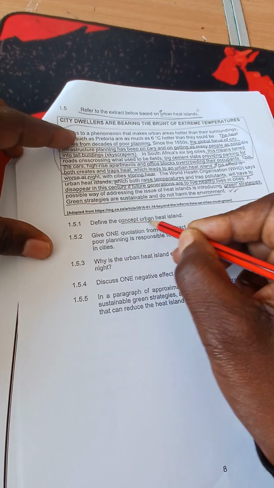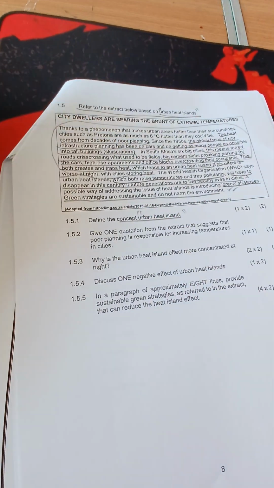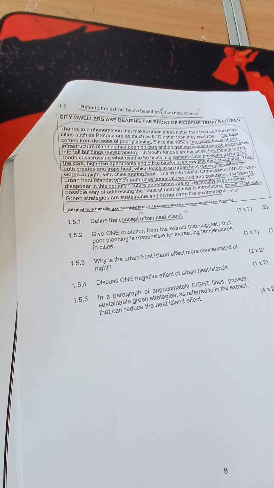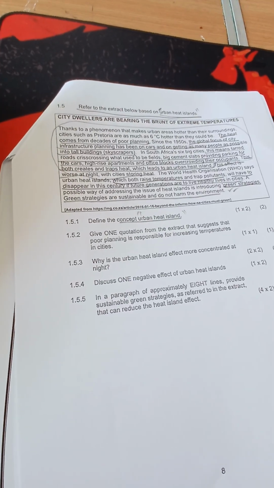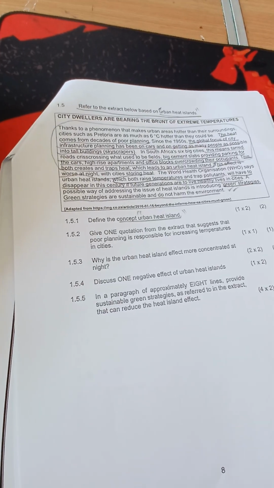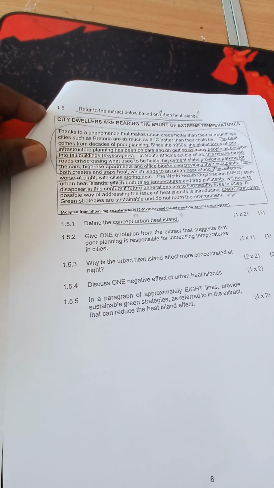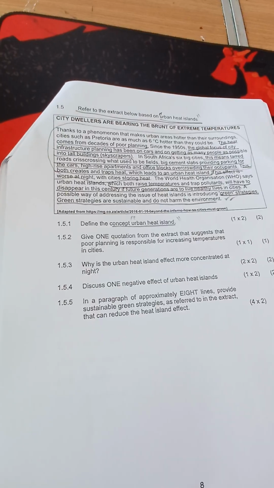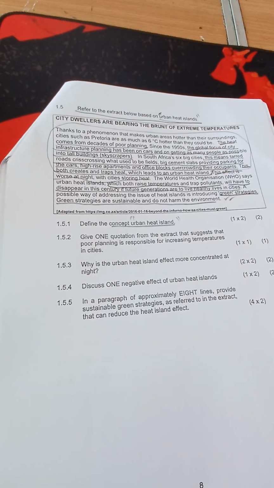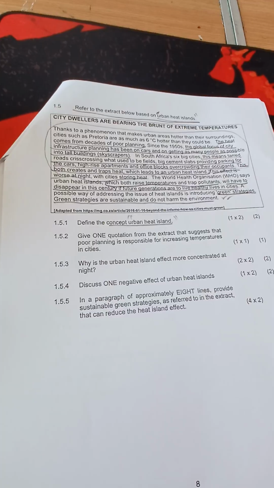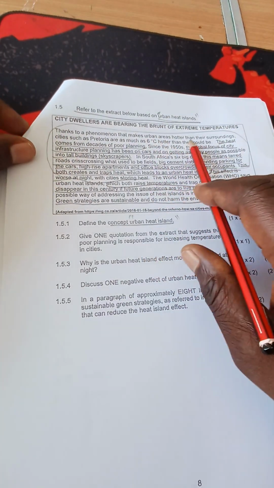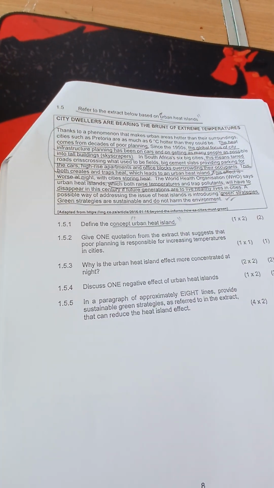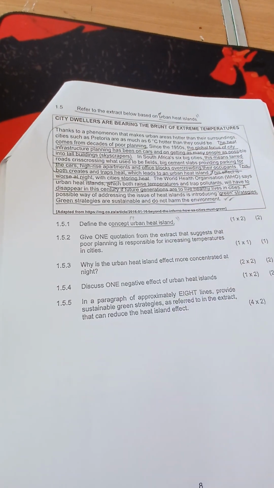Define the concept urban heat island. So here is a definition of a concept. You have to make sure that you get it right. This is when the temperatures of the urban areas are higher than the surrounding rural areas. You can also say an area of higher temperature over the city that decreases towards the rural area, the phenomenon that makes urban areas hotter than the surrounding rural areas. That's basically what urban heat island is all about. It's also part of the definition of this concept.